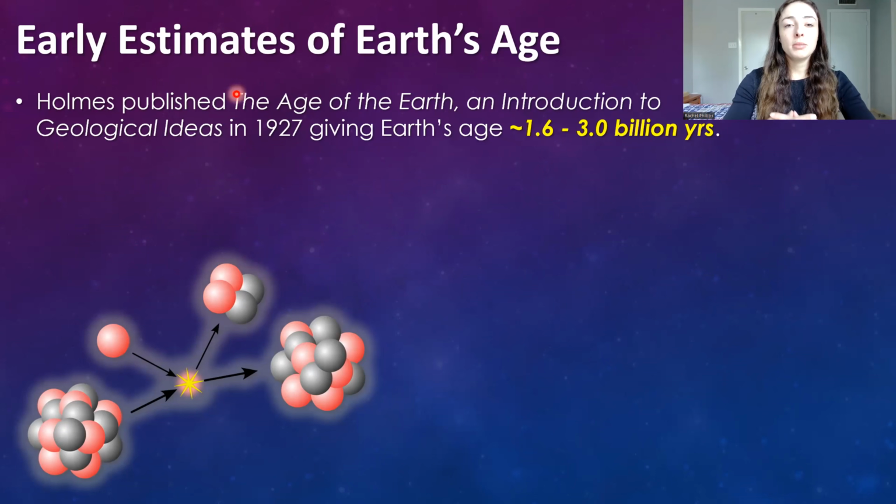Arthur Holmes then went on to publish The Age of the Earth, an Introduction to Geological Ideas in 1927, giving an estimate for Earth's age of around 1.6 to 3 billion years old. These are still huge error bars, but they were becoming way closer to the actual age of Earth.